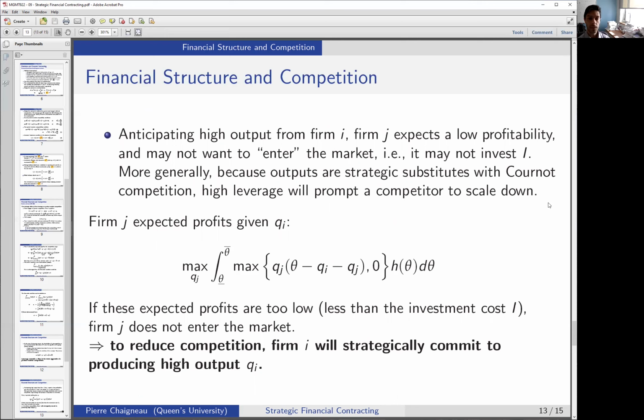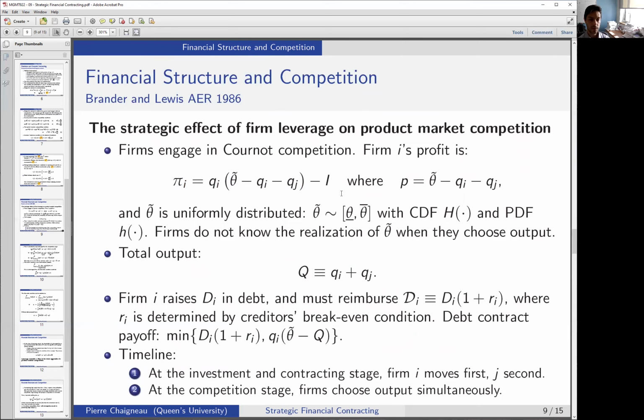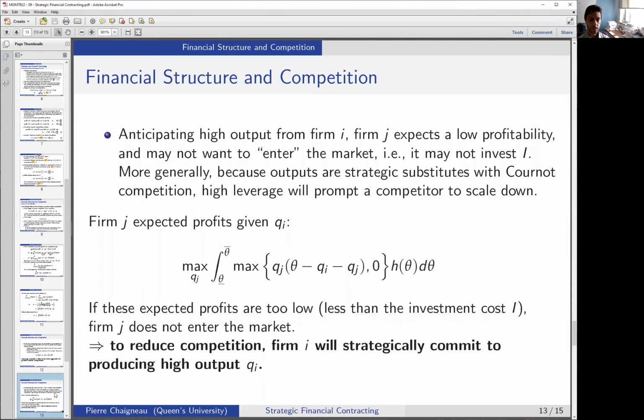But then if expected profit is low, the firm may not even want to enter the market in the first place, right? It may not want to incur the investment cost. Why is that? Well, let's look again at the objective function. If expected profits, given that the other firm is going to produce a large amount, so given that the market price will be quite low, are quite low, then they will not be sufficiently large to offset the investment cost I. In this case, the firm is going to make losses in expectation, and it's not going to enter the market in the first place. And more generally, we know that outputs are strategic substitutes with Cournot competition, meaning that when you expect another firm to increase its output, you have an incentive to decrease your own output. And this is your best response.